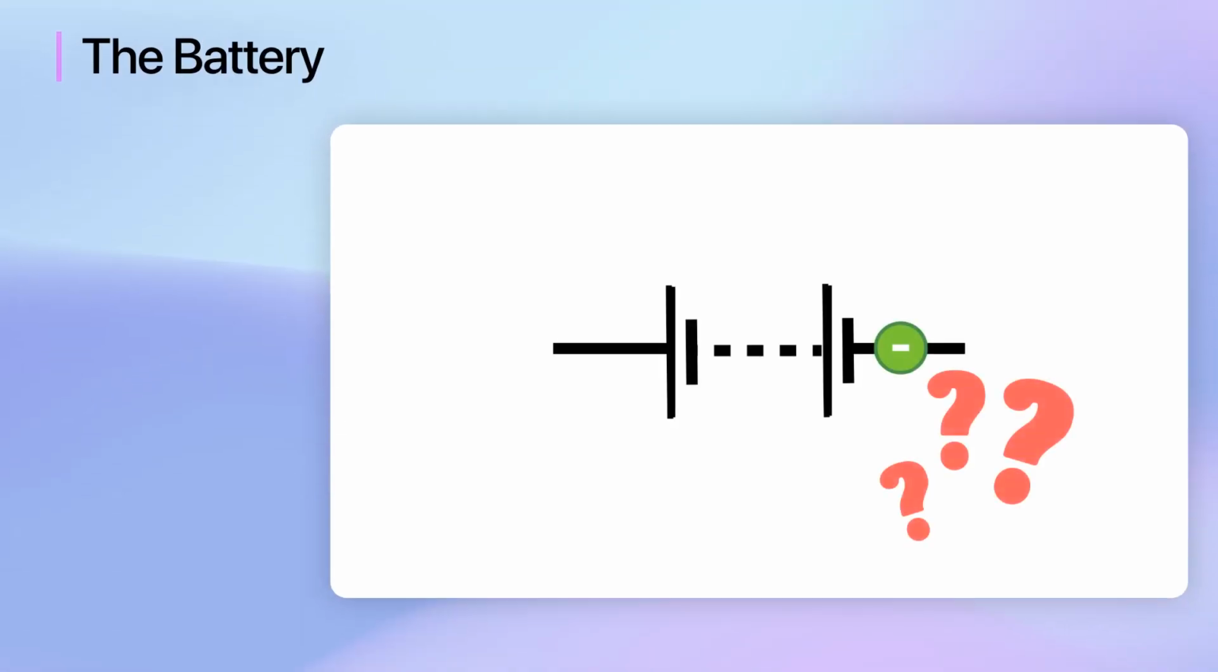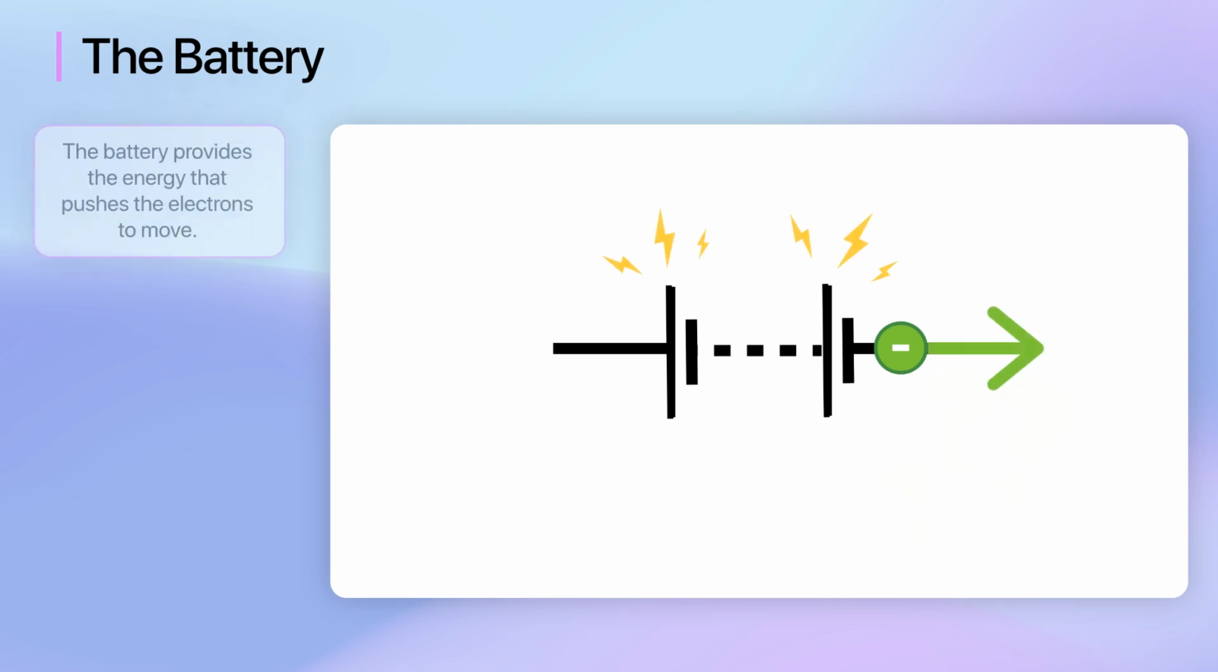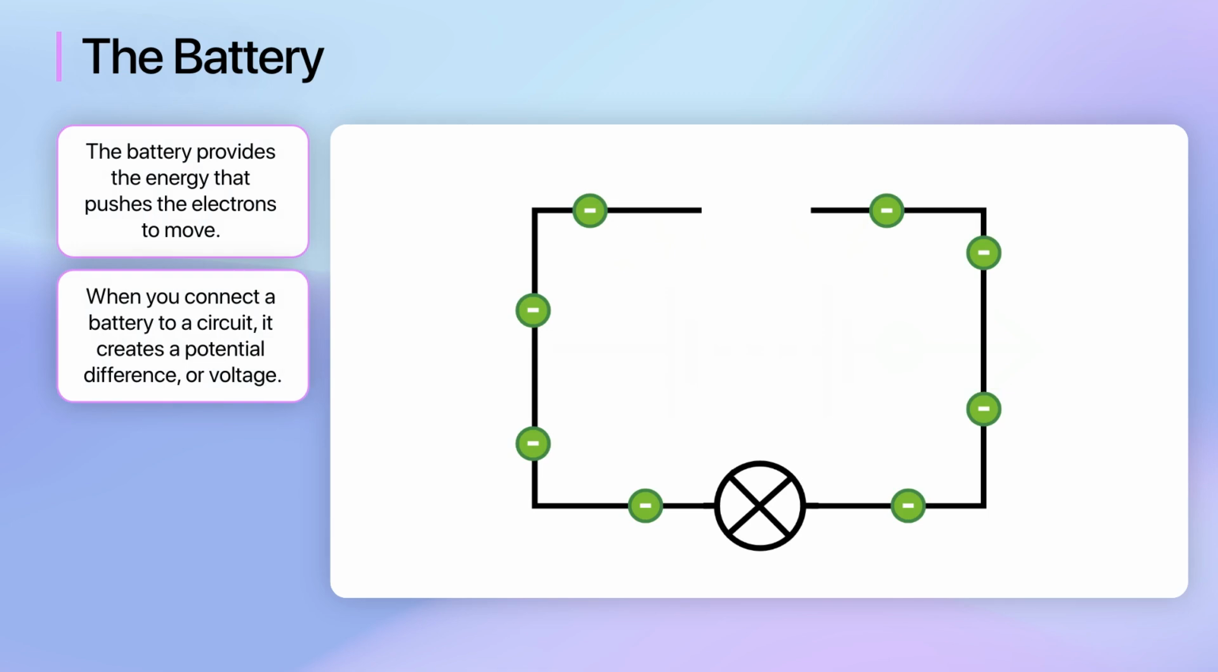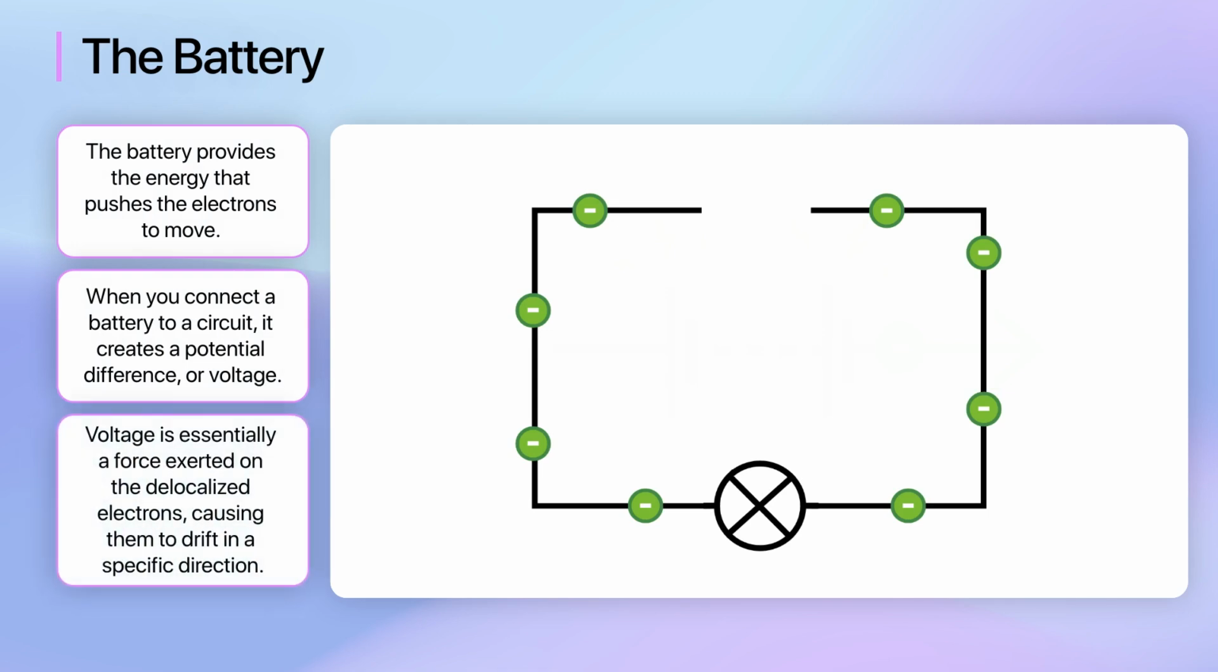If the electrons are already in the wire, what role does the battery play? The battery doesn't supply electrons. Instead, it provides the energy that pushes these electrons to move. When you connect a battery to a circuit, it creates a potential difference, or voltage. Voltage is essentially a force exerted on the delocalized electrons, causing them to drift in a specific direction. This directional movement of electrons constitutes the electric current. We will look at voltage in more detail in coming lessons.